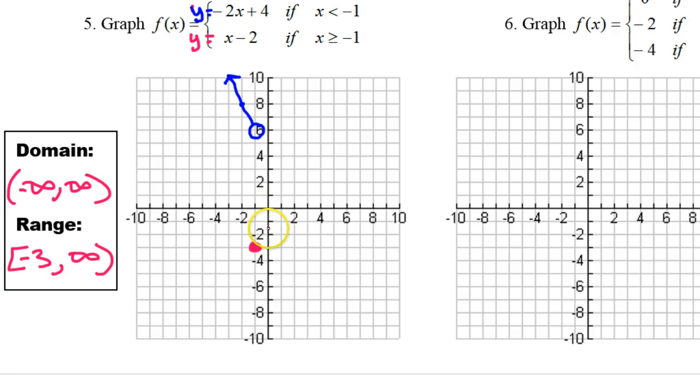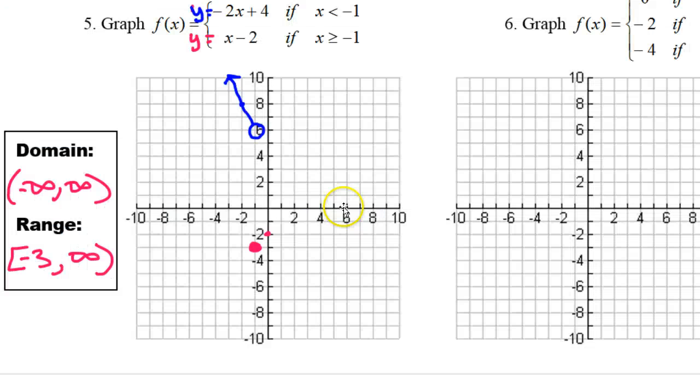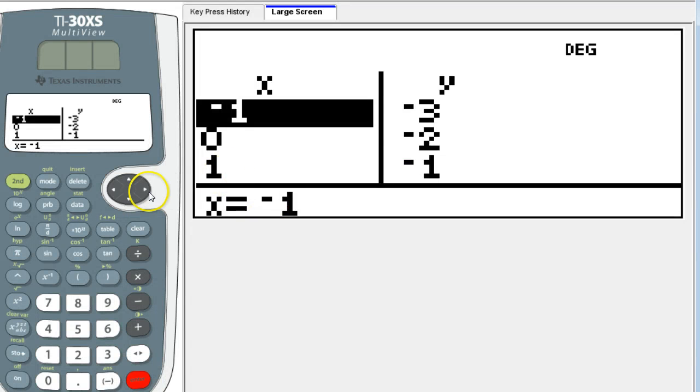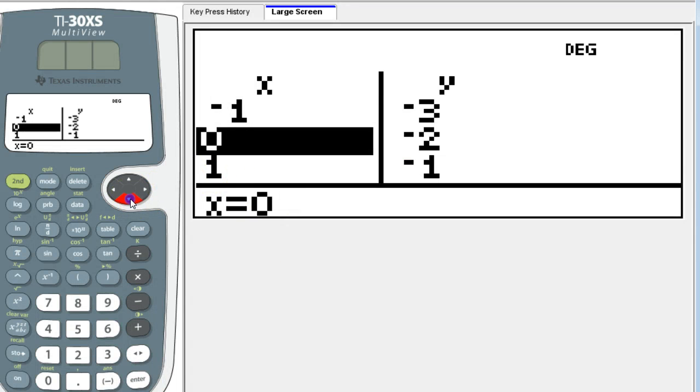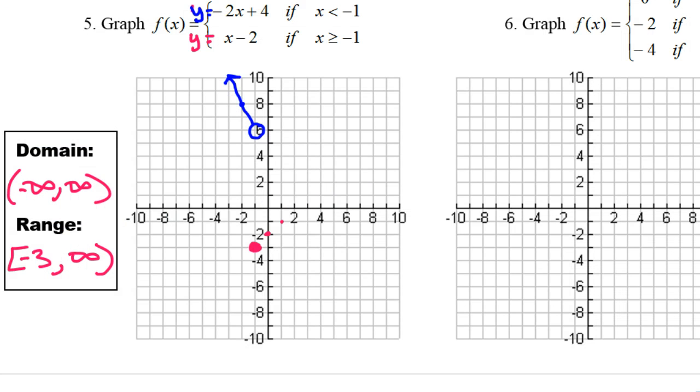All right, that would be right here. 1 comma negative 1 would be right here. And you see the pattern that's happening. I'll just do one more. 2 comma 0 is right here. But you see that it's going up 1 over 1, which we also know from the slope. So it's going to just continue that pattern in that direction.